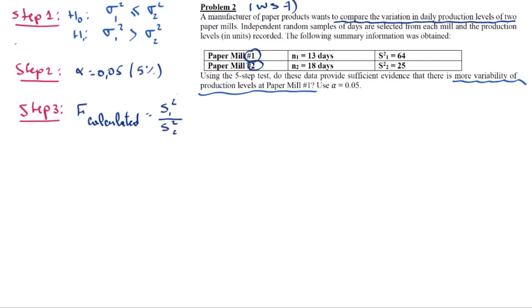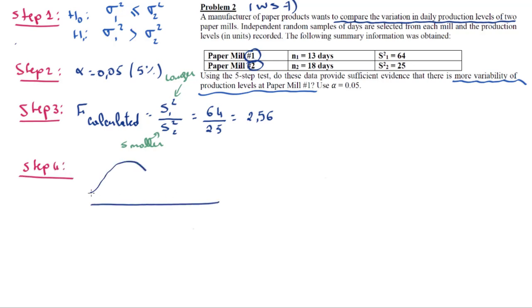Step 2. Alpha is equal to 5%. In step 3, we calculate F. The numerator would be the larger variance and the denominator would be the smaller variance. We get an F calculated of 2.56.